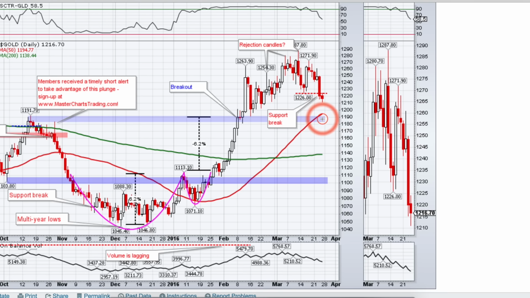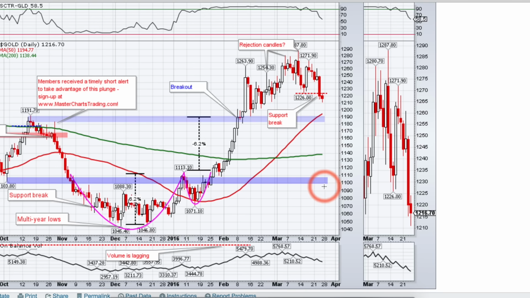But if we don't hold here, where can we drop next? And of course, there is the 200-day moving average, so this could provide some support. But then further down below here is this broken support, and now broken support, broken resistance here as well. So we had a breakout right there. So this is going to be resistance that turns support. So a pullback target maybe to 1180, possibly to 1140, and ultimately to 1100.